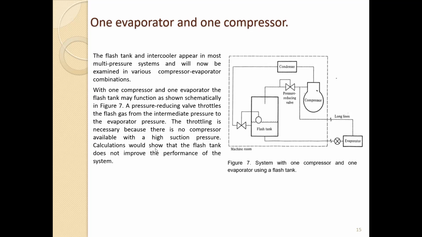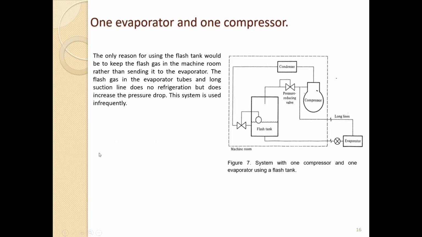The throttling is necessary because there is no compressor available with a high suction pressure. So calculation would show that the flash tank does not improve the performance of the system. Pero yung temperature nga yung undischarged. The only reason for using the flash tank would be to keep the flash gas in the machine room rather than sending it to the evaporator. The flash gas in the evaporator tubes and long suction line does no refrigeration but does increase the pressure drop. The system is used infrequently.